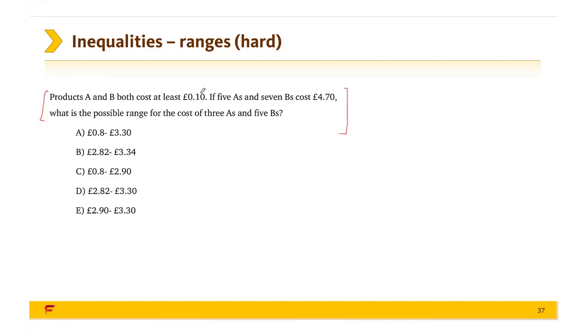So products A and B cost at least 0.10 pounds. So I'm going to write A, the cost of product A, greater than or equal to 0.10, and B, greater than or equal to 0.10. We know that 5A plus 7B equals 470. And we need to find the possible range for 3A plus 5B.